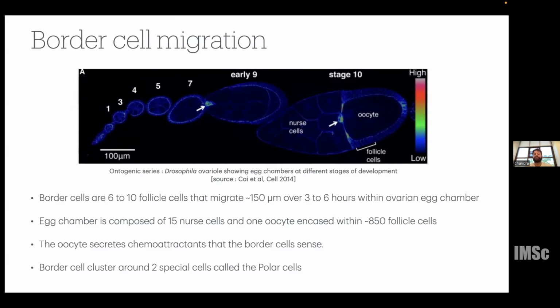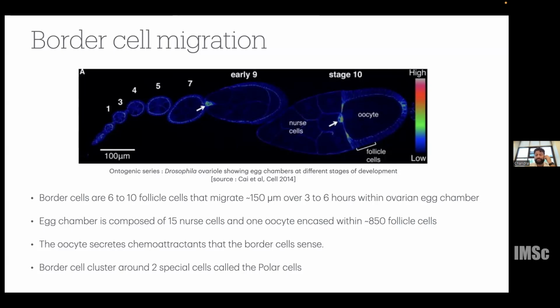On your right side, as you can see, is an oocyte that is close to completion, and that will exit, and after that all the nurse cells die and the egg chamber goes away. The next embryo is going to come from the one that is before that. So it has this beautiful ontogenic series within an ovariole. The process that I'm interested in is highlighted in stage 9, and as you can see there are two arrows there, which mark a cluster of cells called the border cells.